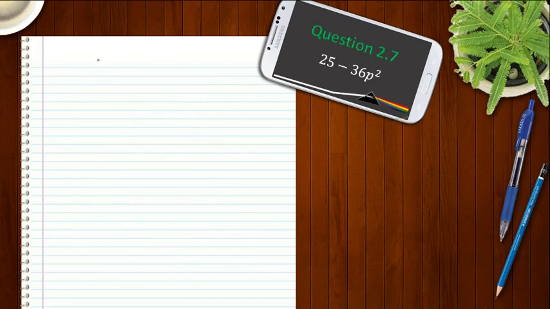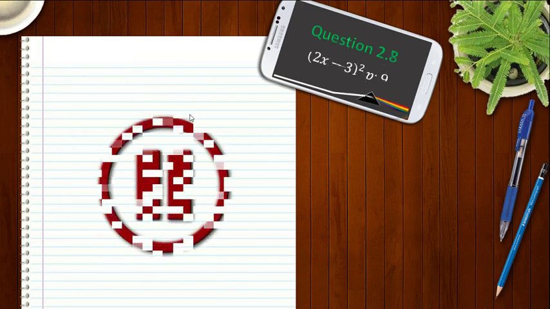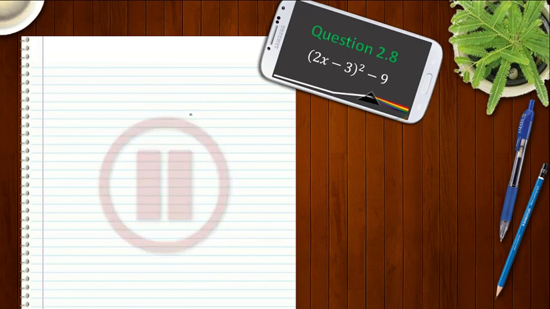Question 2.7, we have 25 minus 36b squared. So opening my two brackets, I've got a plus and a minus. The square root of 25 is 5, which comes here and here. The square root of 36b squared is 6b, which I write here and here.